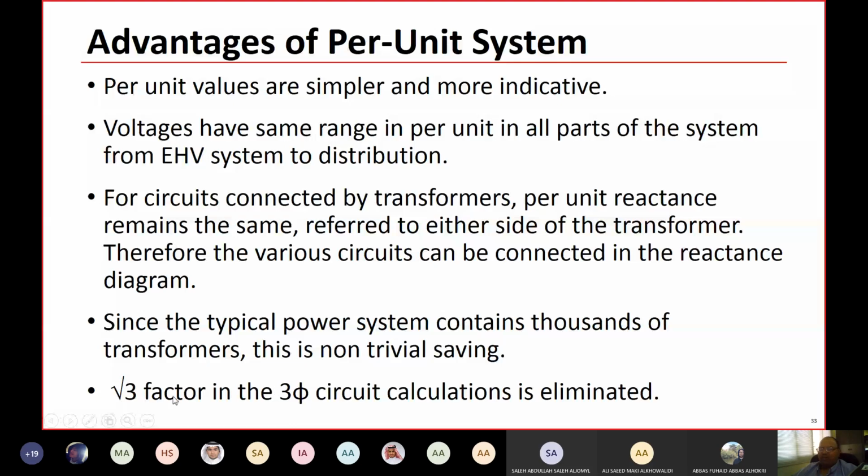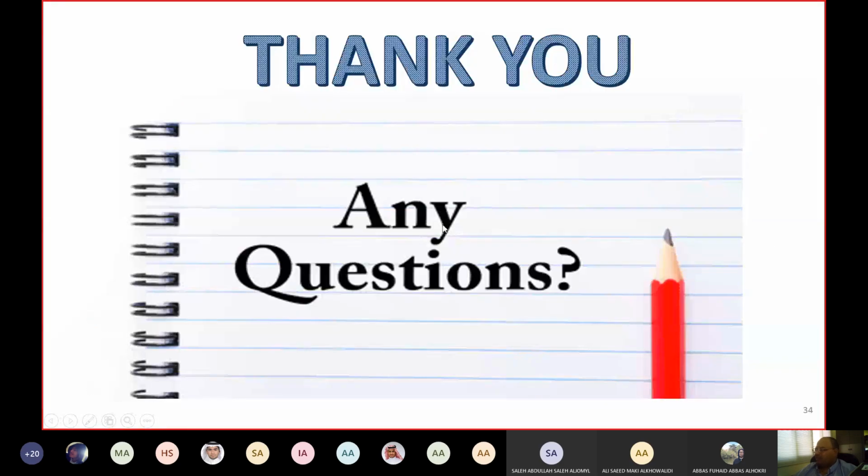The factor of square root of 3 in the 3-phase circuits is also eliminated. The phase voltage per unit is the same as the line to line voltage in per unit. This will also simplify the calculation. So this is just a brief overview of the per unit quantities. Of course there are a lot of issues in per unit quantities, but this is not needed in our course now. So by this I think we finish this class, and if you have any question, please.